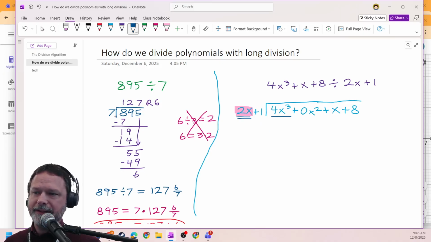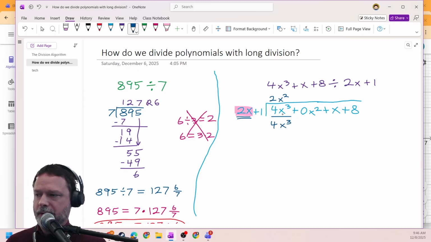Kind of like when I'm doing 7 into 8, 2x into 4x cubed. That's all I care about. So how many times can 2x go into 4x cubed? It would be 2x squared times. So 2x squared times 2x, you would do this just like normal. Multiply these, just like we do here. 1 times 7 is 7. 2x squared times 2x is 4x cubed.